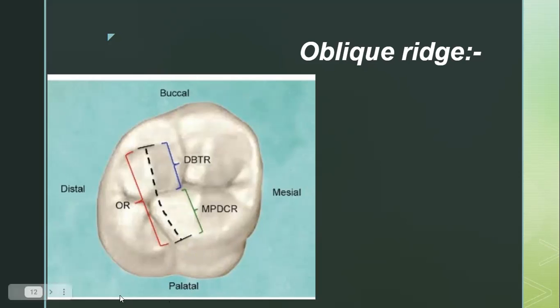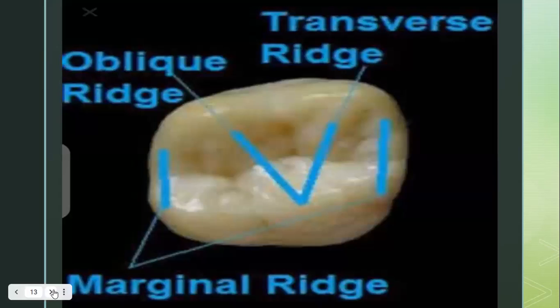Another important landmark is the fossa. We will discuss it later, but just for review, let's see. Here we have marginal ridges that are present on the margins, making the boundaries of the tooth. Here we have a transverse ridge, formed by the union of two triangular ridges. Here we have an oblique ridge, formed by the union of the triangular ridge of the distobuccal cusp and the distal cuspal ridge of the mesiolingual cusp, right? So these are the ridges.